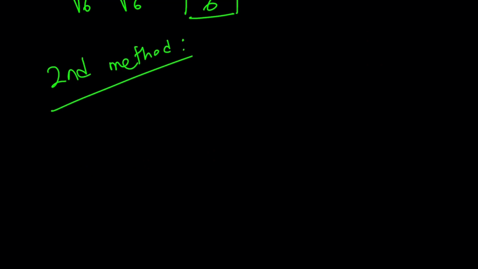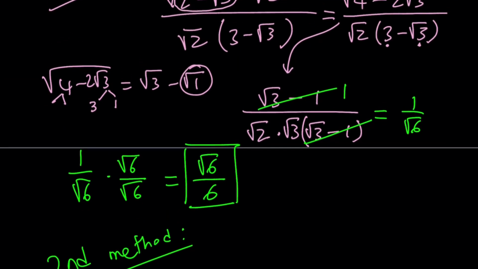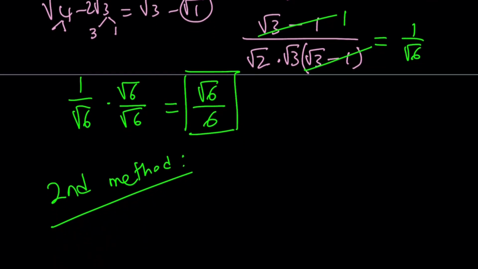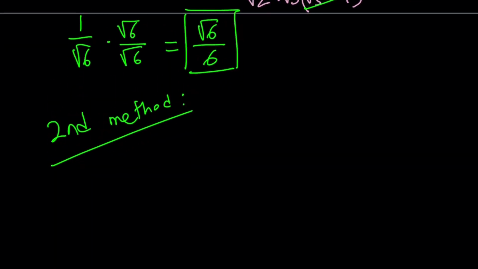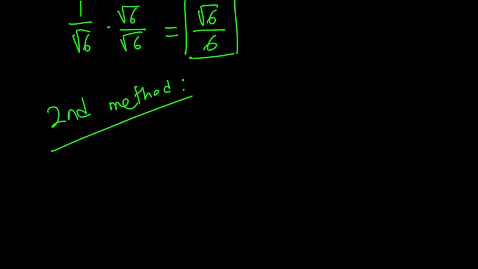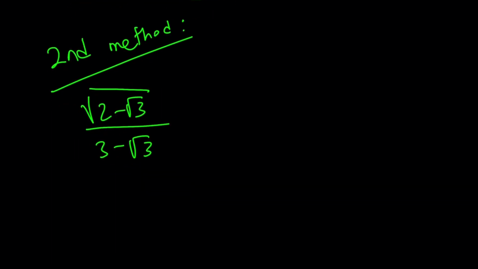First method basically took advantage of an identity for radicals of this form, and then we just simplified it that way. For the second method, let me rewrite the original expression. This is what we're trying to simplify. I'm going to set this equal to a variable like a. It doesn't have to be capital, it could be lowercase, it could be anything you want. Now, I'm going to go ahead and square both sides.